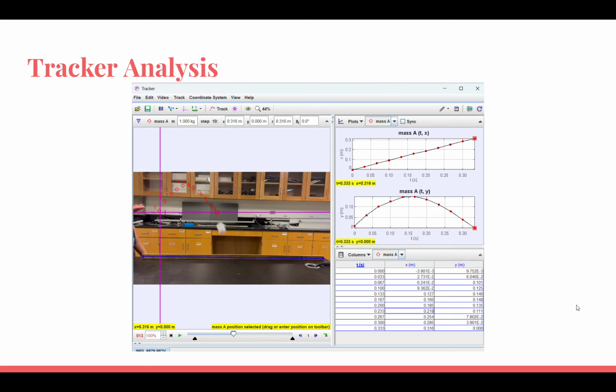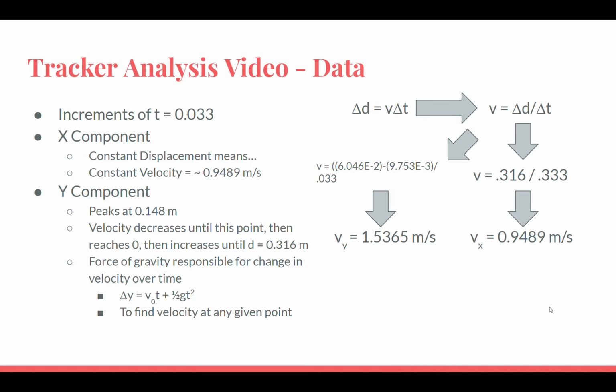So here's just a picture of my tracker analysis that I used to record my ball. And as you can see, I used increments of t equals 0.033, and in the x direction, the displacement was constant. And based off this formula, d equals v t, I was able to find the velocity in the x direction to be 0.9489 meters per second. And then again, using kinematics, using the peak height and using all the formulas and information given, I was able to find the velocity of y to be 1.5365 meters per second.